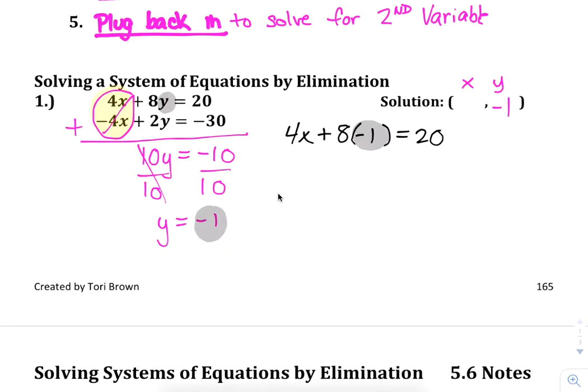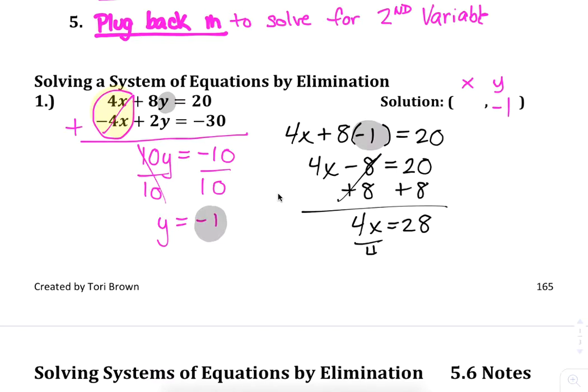Okay, so I have an 8, distribute it times a negative 1, so 4x minus 8. I'm trying to get x by itself, so I'm going to kick out the loner 8. That gives me 28, and then I can divide by 4. My final answer for x is a 7, which means my answer is 7 comma negative 1. Okay. Pause that if you need to copy it and write it down. Otherwise, I'll meet you on the next page.